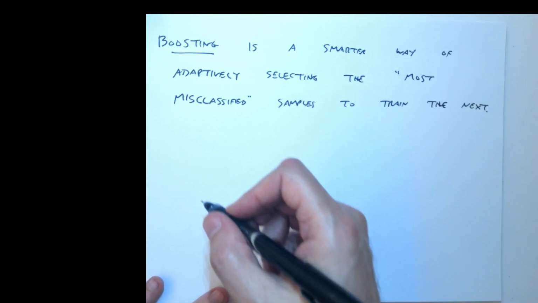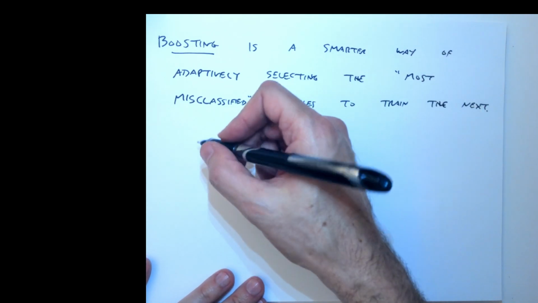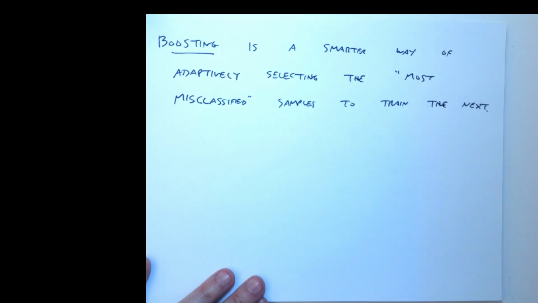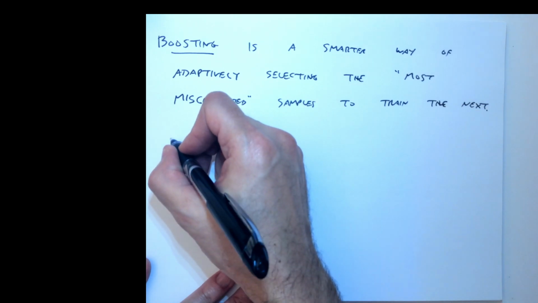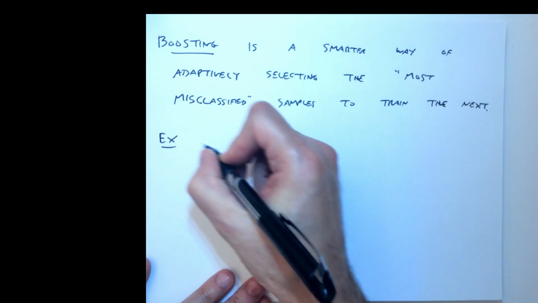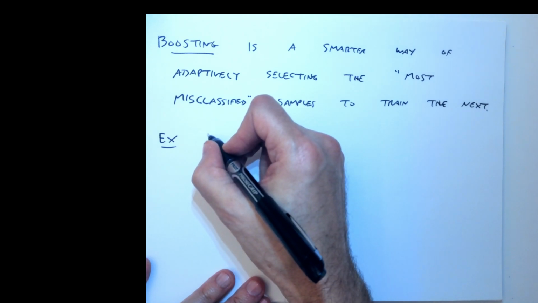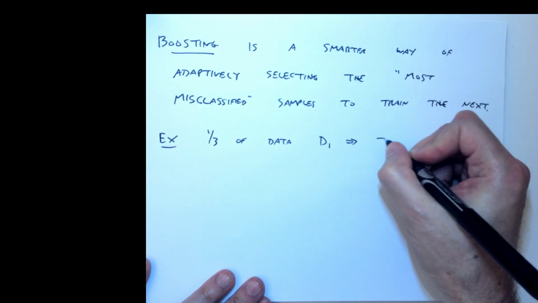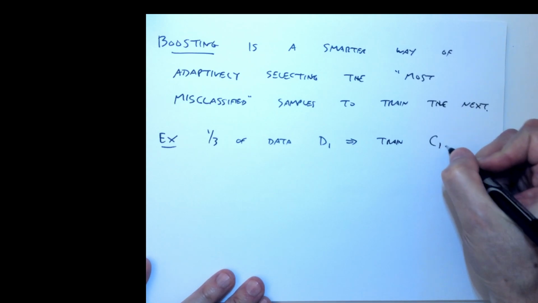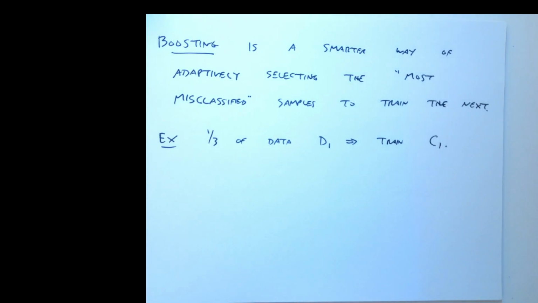So for example, let's suppose I have a data set and I want to train 3 classifiers, right? So what I may do is say, okay, I take a third of the data, let's call it D1, and I train classifier C1, okay? Now that classifier may be kind of crappy, right? I didn't use much of the data, and I'm only using one classifier. All this classifier needs to do is be better than a coin flip, right? Better than random chance, right?